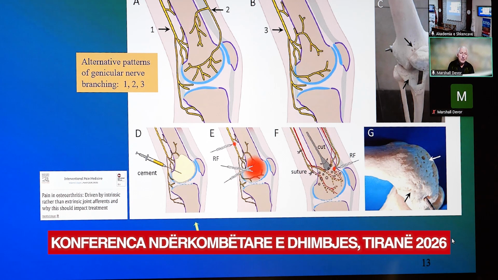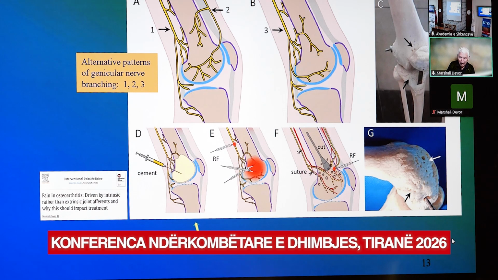Let's look at option number one, and we really don't know which of the genicular nerves looks like options 1, 2, or 3. Option number 1, we see that the nerve fibers are innervating only soft tissue, periosteum and synovial soft tissue outside the bone. None of the fibers in number 1 are actually entering the bone.